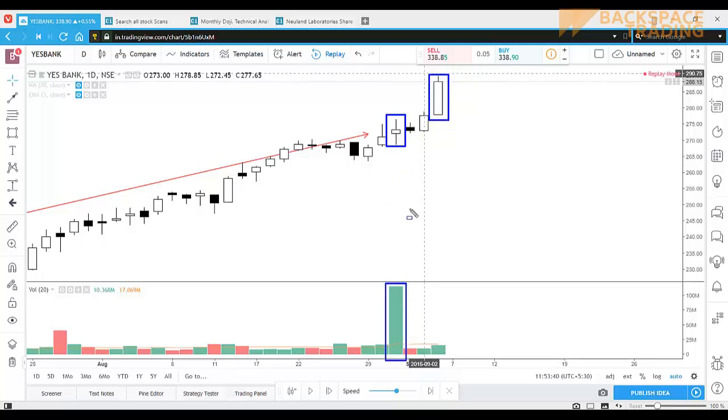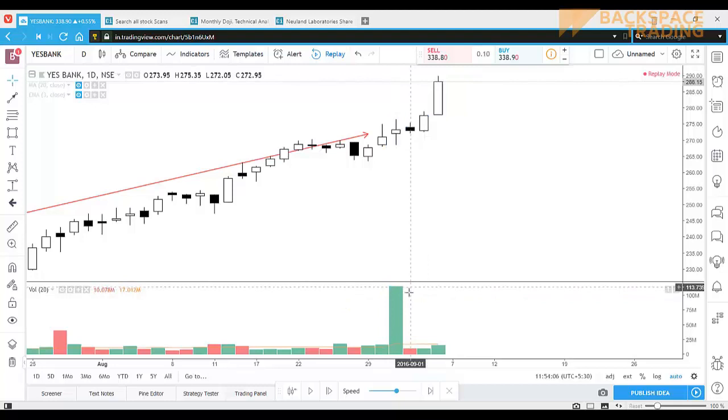Why? Over here, look at the volume, 100 million shares. It's not even 100. How much? 113 million shares have been dumped. There is no more demand for this Yes Bank. Whatever demand rose was from our own retailers. This is retailers' money getting trapped.